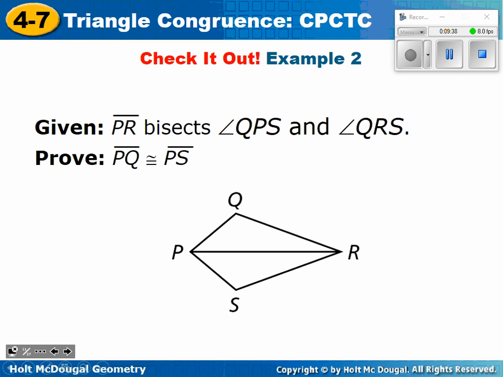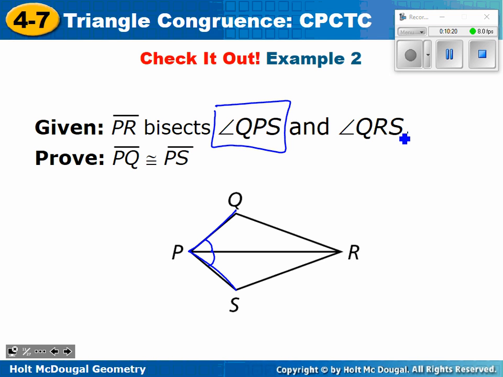If it says PR bisects angle QPS, I want to make sure you understand what you can mark congruent from that part of the given. What can we mark congruent? Okay, say again what you said there, Naya. Careful, PSR would be this angle. There you go. Okay. So we could mark those two angles congruent because this angle right here is being bisected.